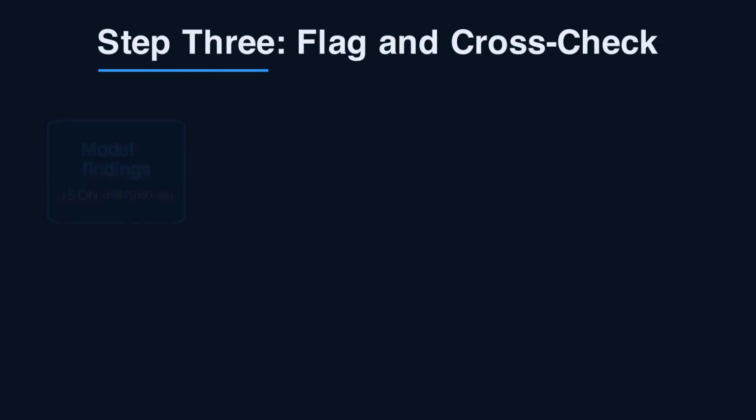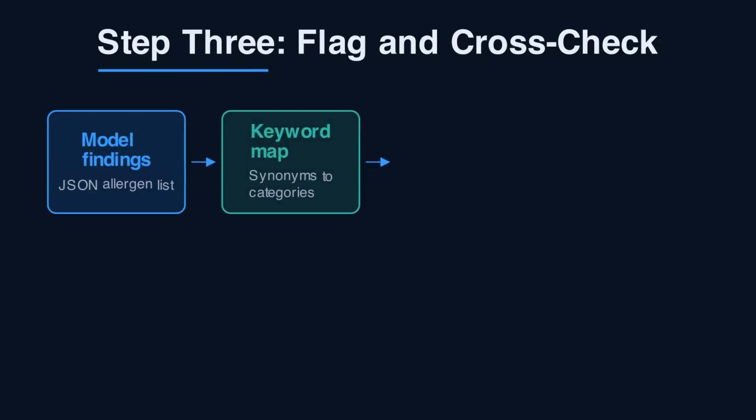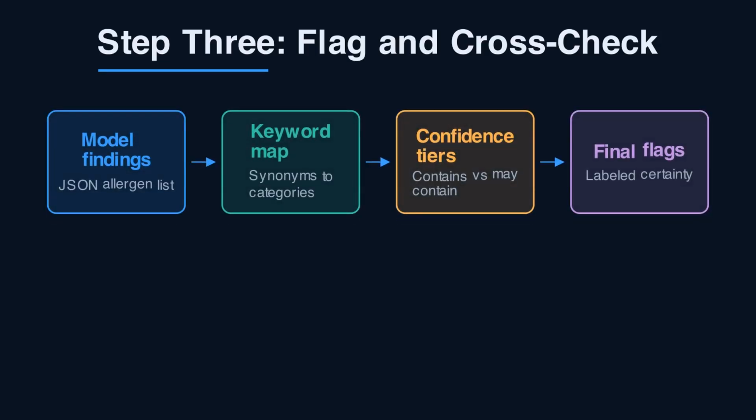The model output is a suggestion, not gospel. Cross-check every flagged allergen against a deterministic keyword map. Casein means dairy. Semolina means wheat. This catches synonyms the model might miss.